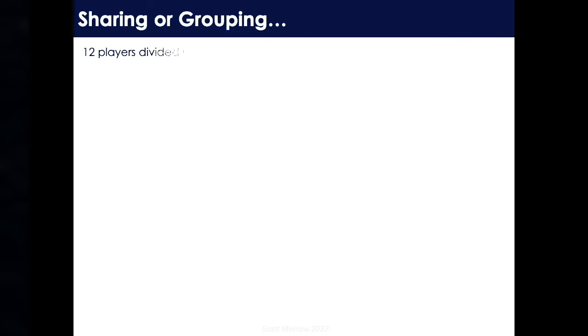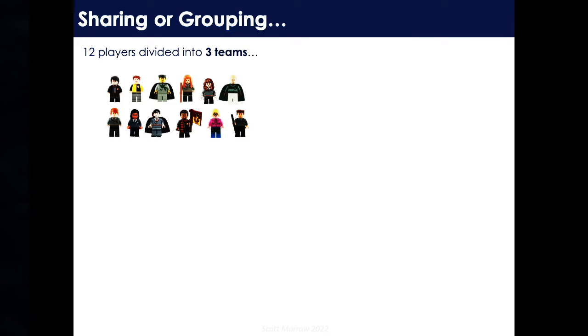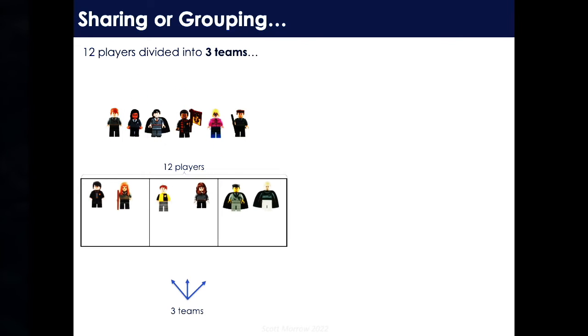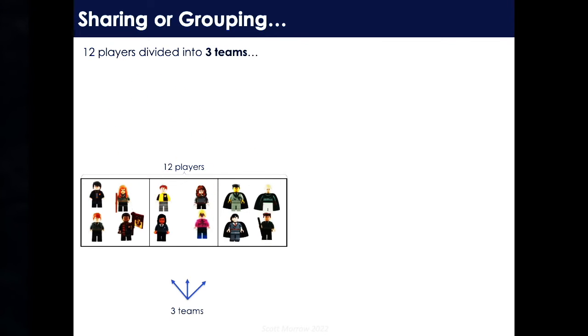Let's consider a group of 12 players who we want to divide into 3 equal teams. Let's start with a bar to represent the whole amount. We'll split it into 3 equal parts because we want to make 3 teams. Then we can share out the players. This can be done one at a time, or students might do this more efficiently by sharing out 2, 3, or even all 4 at once.